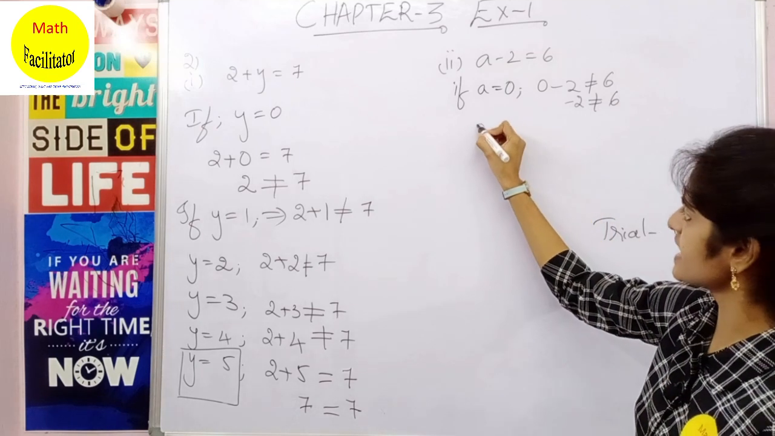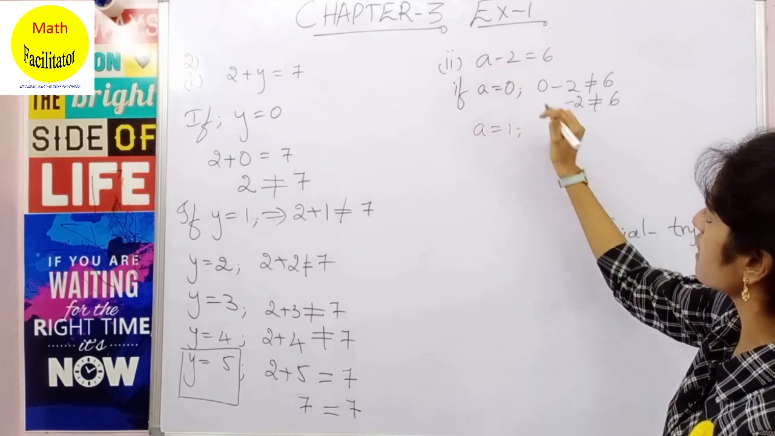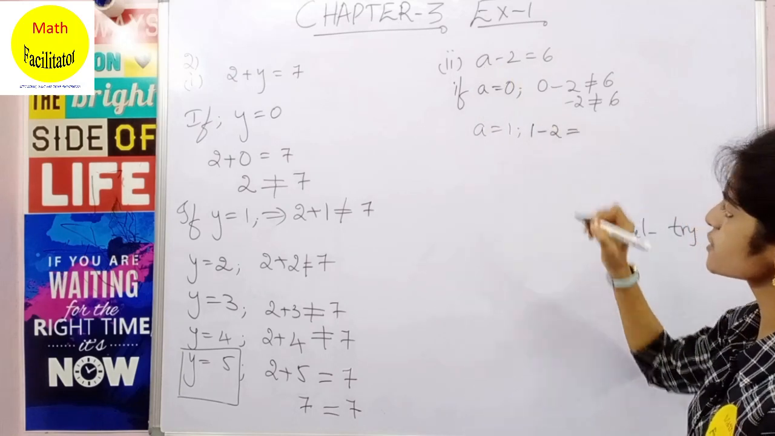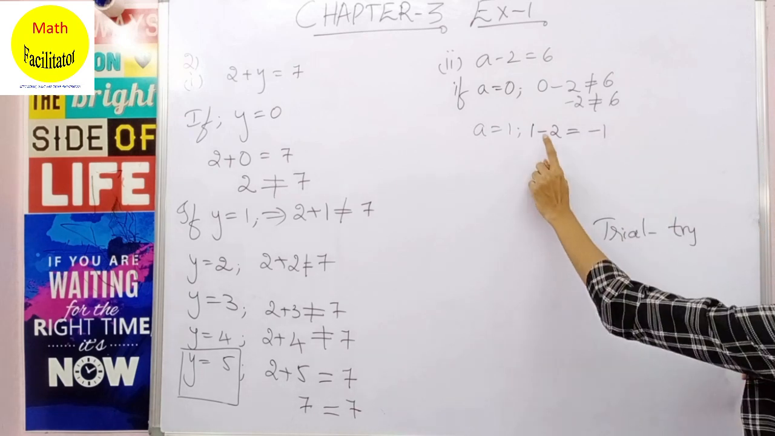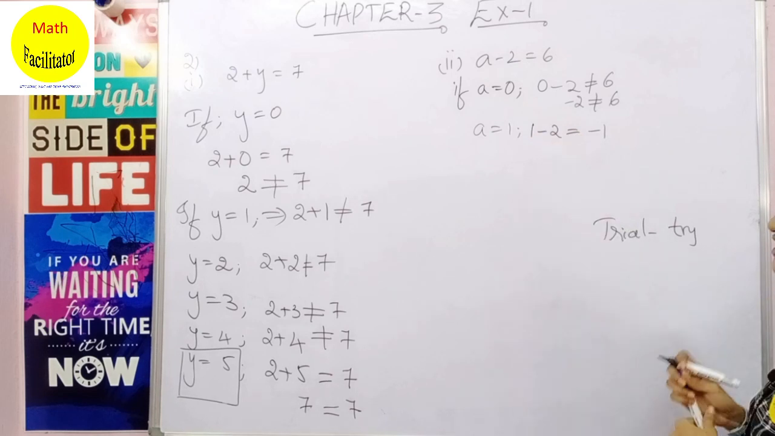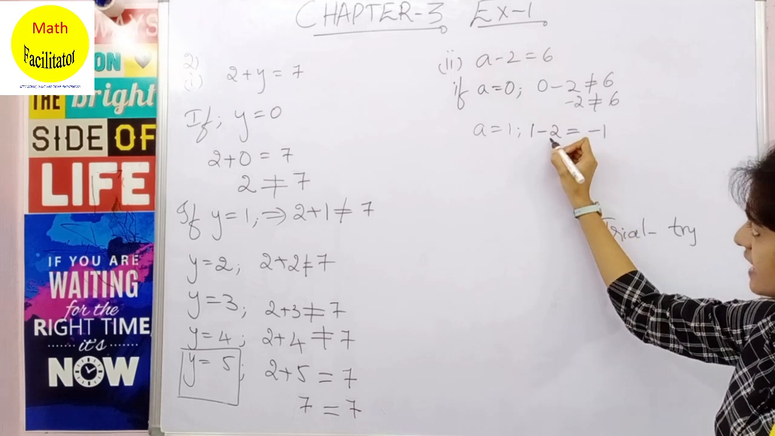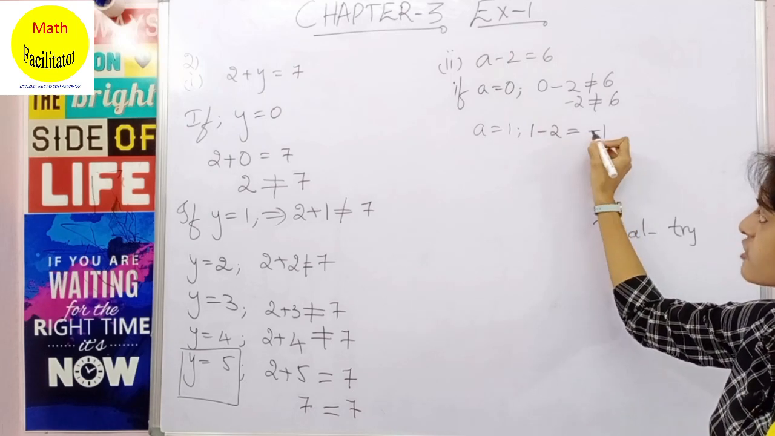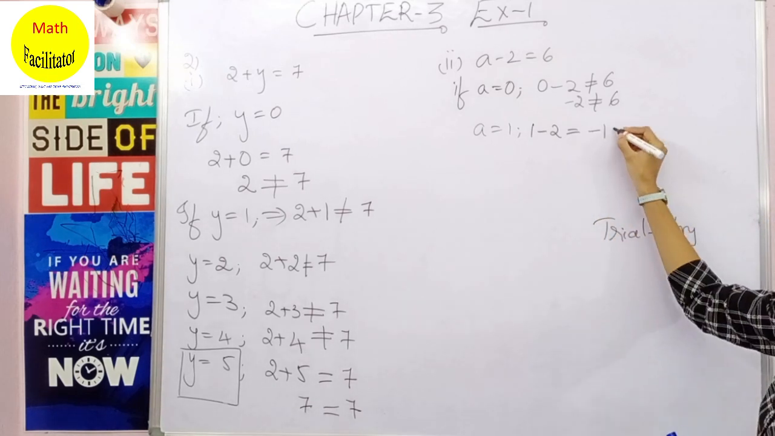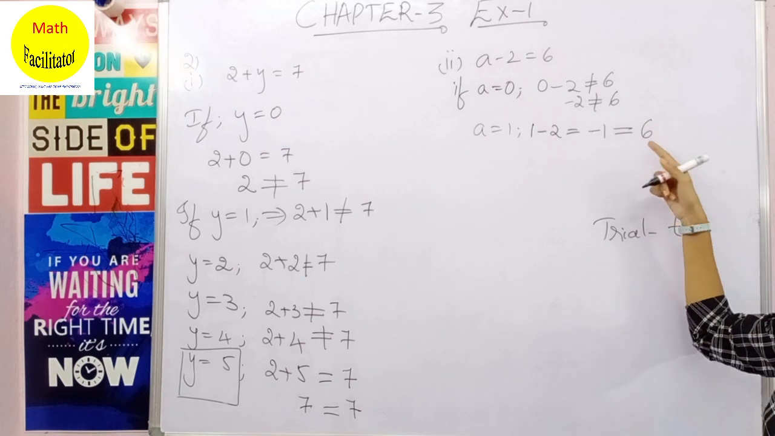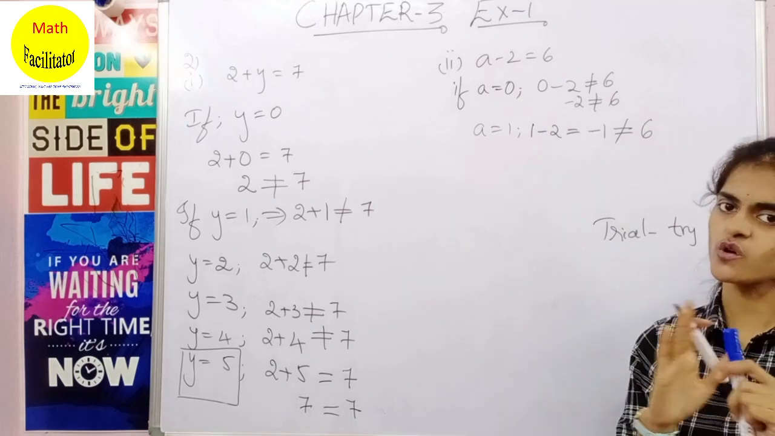Right? So let us take a equal to 1. If you take a equal to 1, here you have 1 minus 2. 1 minus 2 is minus 1. You have a positive integer and a negative integer, so you will subtract, and 2 minus 1 is 1. But here the bigger number has the negative sign, so the answer will also have a negative sign. So 1 minus 2 is minus 1. Is minus 1 equal to 6? RHS is 6. Minus 1 is not equal to 6. So this value is also not satisfying.